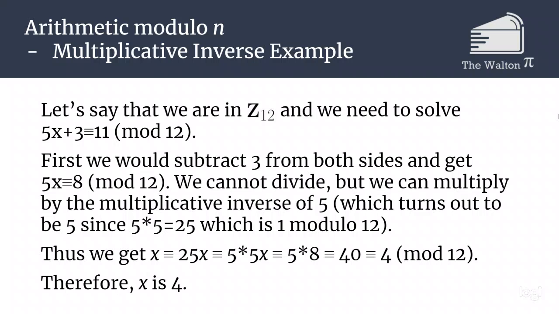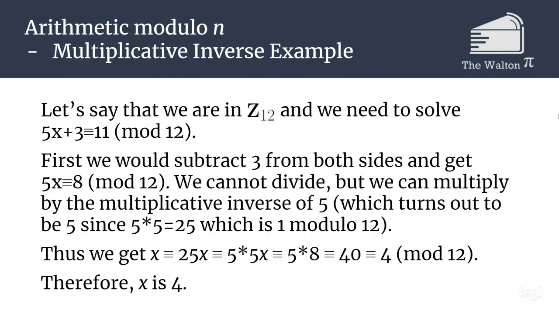We're not able to divide by 5, but we could multiply by the multiplicative inverse of 5, which in this case turns out to be 5. It's not always itself, it's just itself in this case, because 5 times 5 is 25, which is 1 modulo 12. So we can write x is congruent to 25x, which is 5 times 5x, and since we know that 5x is 8, we can replace that with 5 times 8, which is 40, which is congruent to 4 modulo 12, which tells us that x is going to be 4.